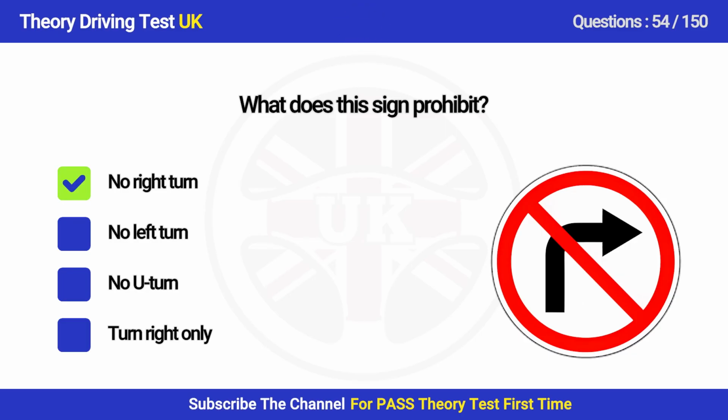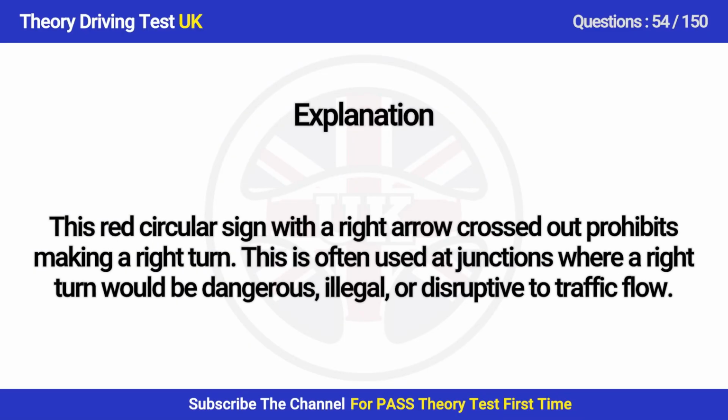Answer is A. No right turn. This red circular sign with a right arrow crossed out prohibits making a right turn. This is often used at junctions where a right turn would be dangerous, illegal, or disruptive to traffic flow.